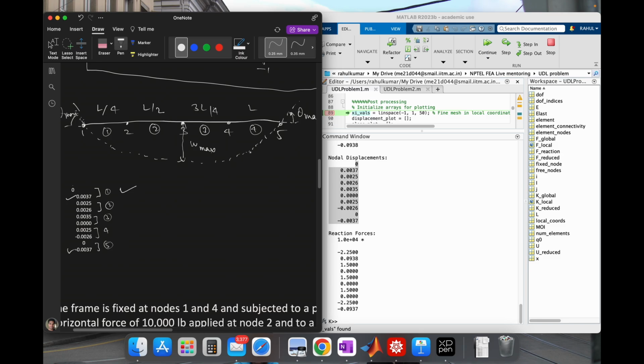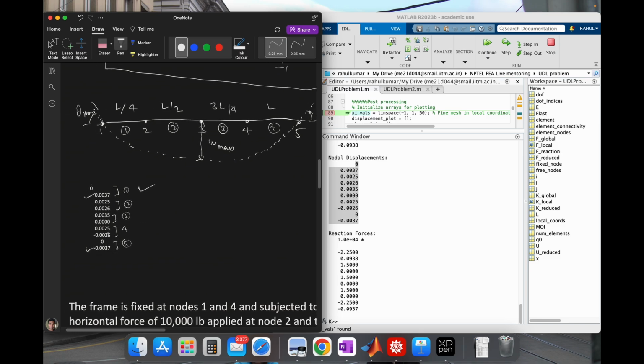And for node 5 we are getting the same deflection, because of the symmetricity of the beam. We are getting the same displacement, same slope, but in the negative direction. Okay, now we will try to focus at node 3.